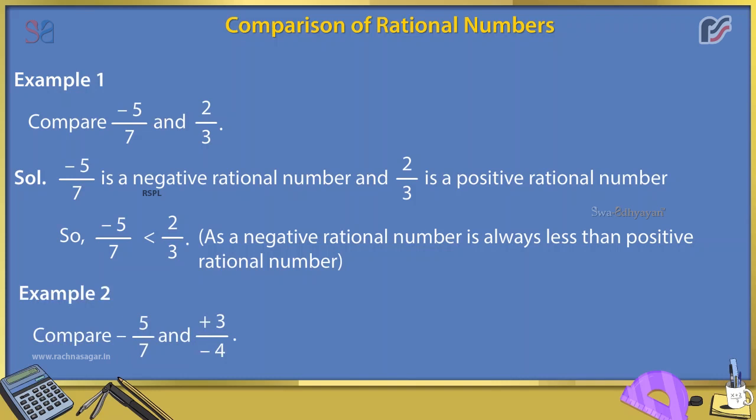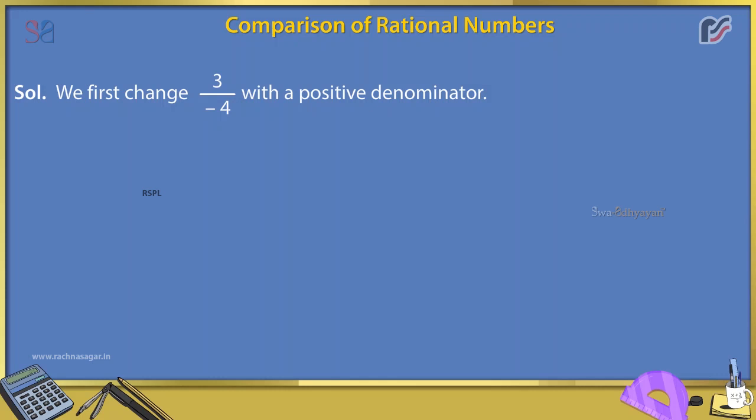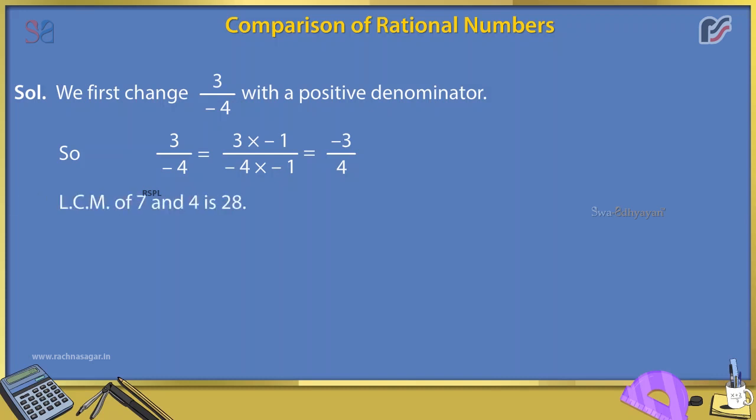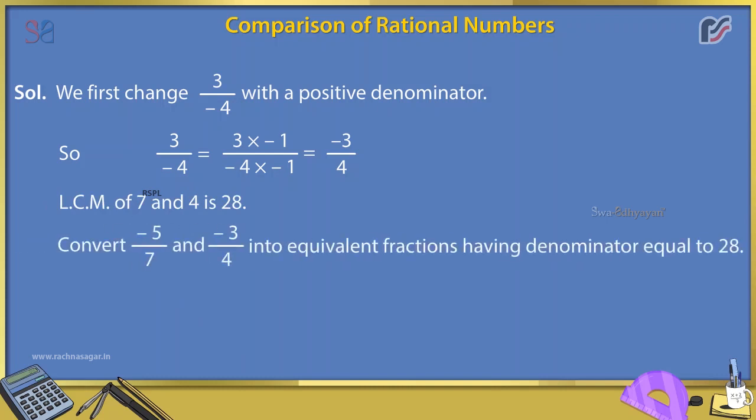Example 2. Compare minus 5 by 7 and plus 3 by minus 4. Solution. We first change 3 by minus 4 to have a positive denominator. So, 3 by minus 4 is equal to 3 into minus 1 by minus 4 into minus 1, which is equal to minus 3 by 4. LCM of 7 and 4 is 28.